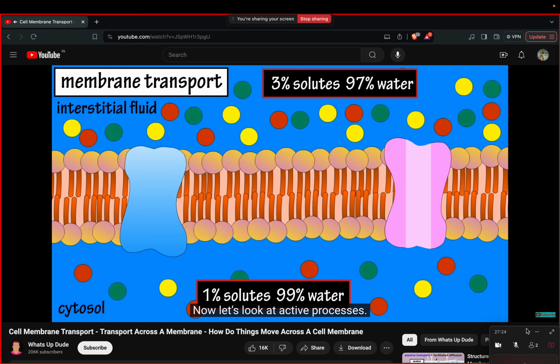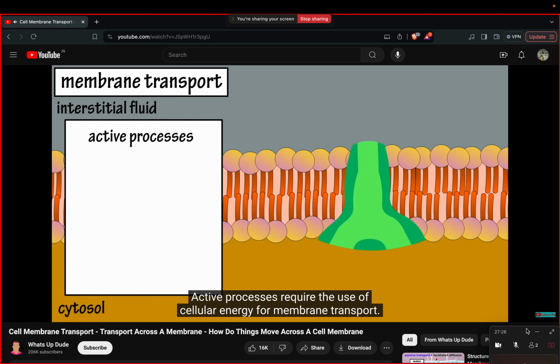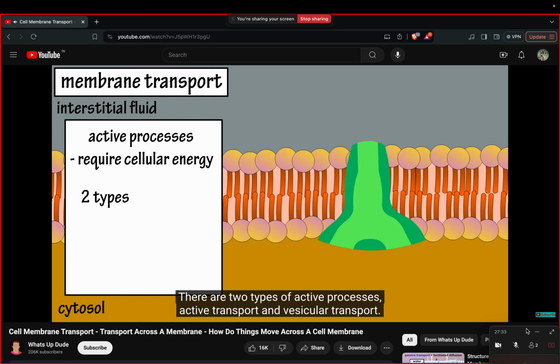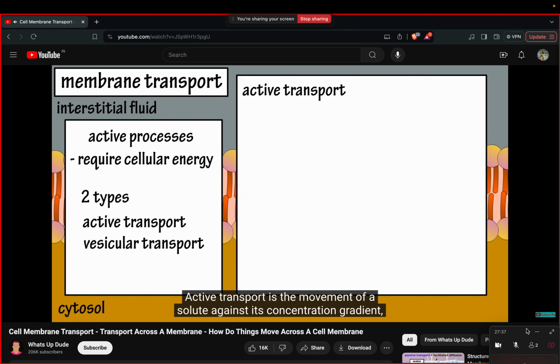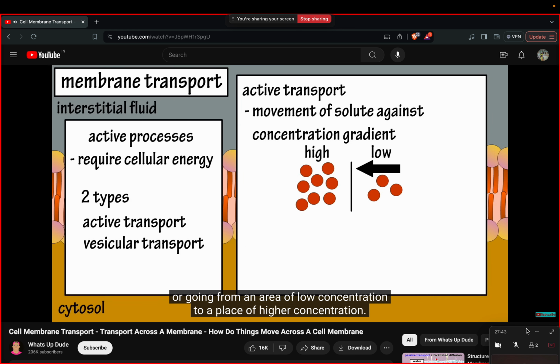Now let's look at active processes. Active processes require the use of cellular energy for membrane transport. There are two types of active processes: active transport and vesicular transport. Active transport is the movement of a solute against its concentration gradient, or going from an area of low concentration to a place of higher concentration.